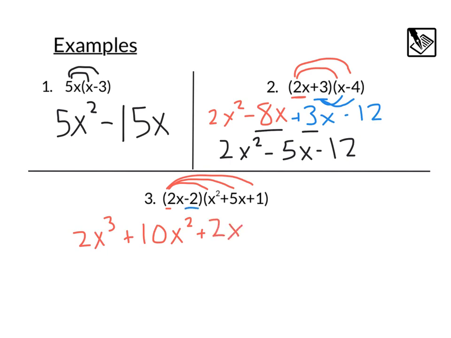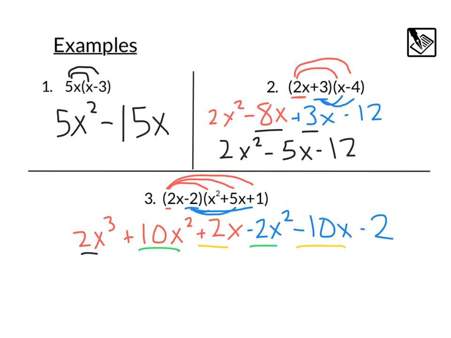Our next term, negative 2 times x squared, would be negative 2x squared. Negative 2 times 5x. Negative 2 times 5 is negative 10, and then we've got the x. And negative 2 times 1 is just going to be minus 2. From there, it looks like we've got like terms 10x squared and negative 2x squared. We've also got like terms 2x and negative 10x. So when we rewrite our equation, we'll combine those.